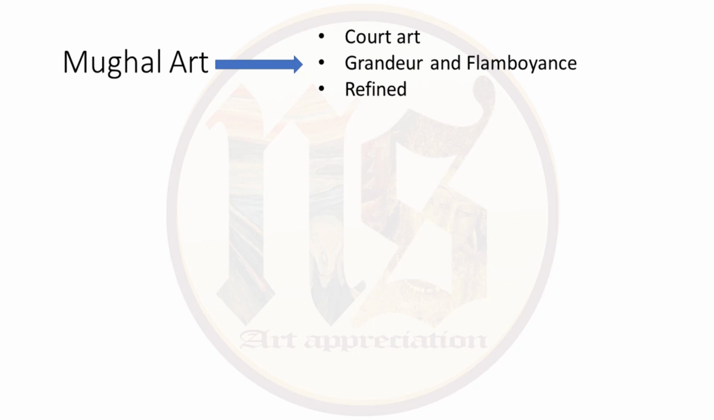So to sum up Mughal art, we can take these 3 points: it was a court art because it was meant for the royals. It had grandeur and flamboyance, meaning they wanted to show off their wealth, their discipline and the way they ruled. And it was a very refined art which brought refinement in the overall art of India.